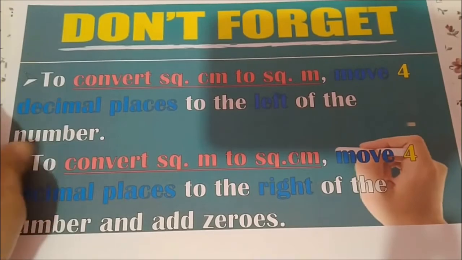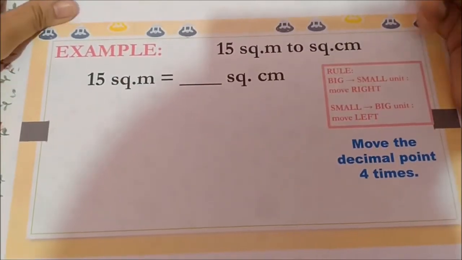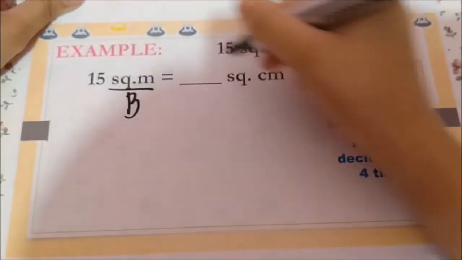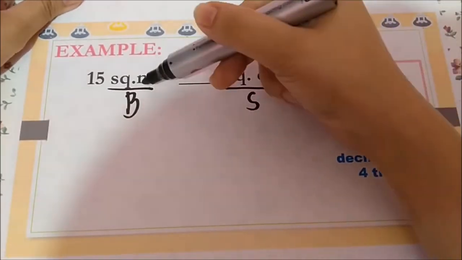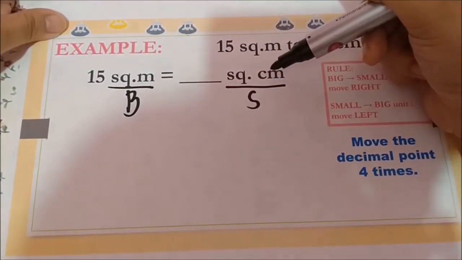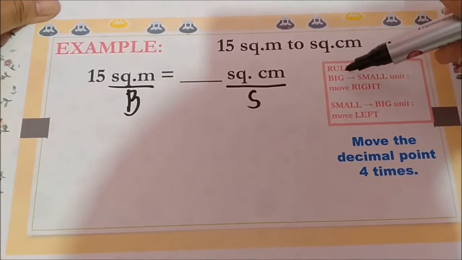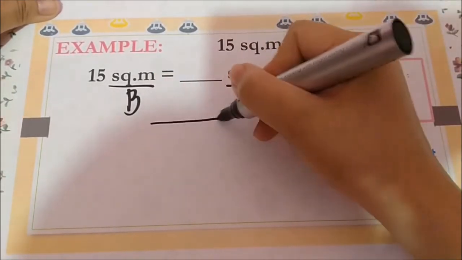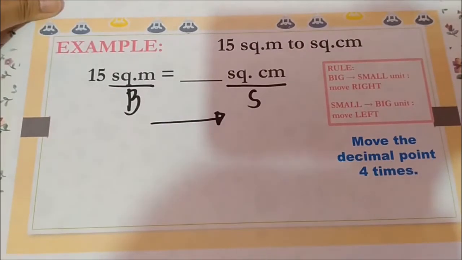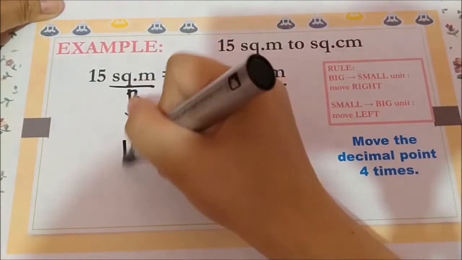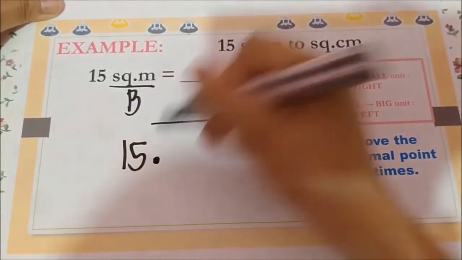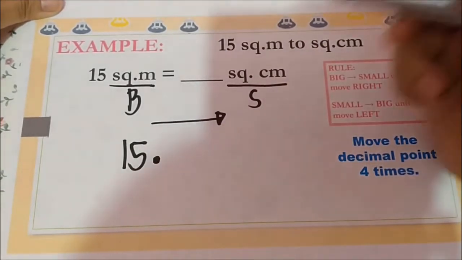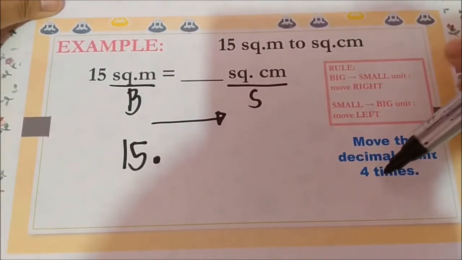Let's have some examples. When we convert, we identify the bigger unit and the smaller unit. Remember that meter is still bigger than centimeter. In our rule, if it's big to small, move to the right. Because we're going to move to the right, we rewrite the given, 15 with a decimal point. How many times should we move? Move the decimal point 4 times.